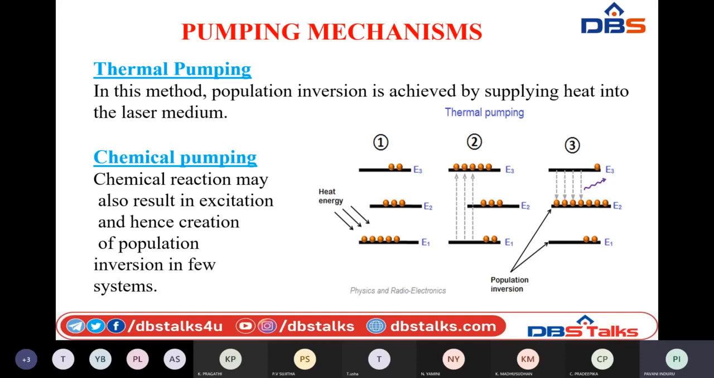So this is how we supply external energy and raise the number of atoms from the ground level to the upper energy states. Whenever the number of atoms present in the upper energy states is greater than in the lower energy states, population inversion is achieved. Once the population inversion is achieved, there is a chance of stimulated emission taking place. That is why we need to pump, or supply external energy to raise the atoms from ground levels to upper energy levels. This is nothing but the pumping technique.